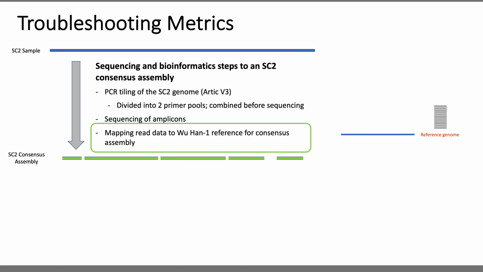When performing consensus assembly, these read data are first mapped to the reference genome. All of the read data stacked at each position are compared to identify the variants and unchanged nucleotides to generate the consensus assembly.